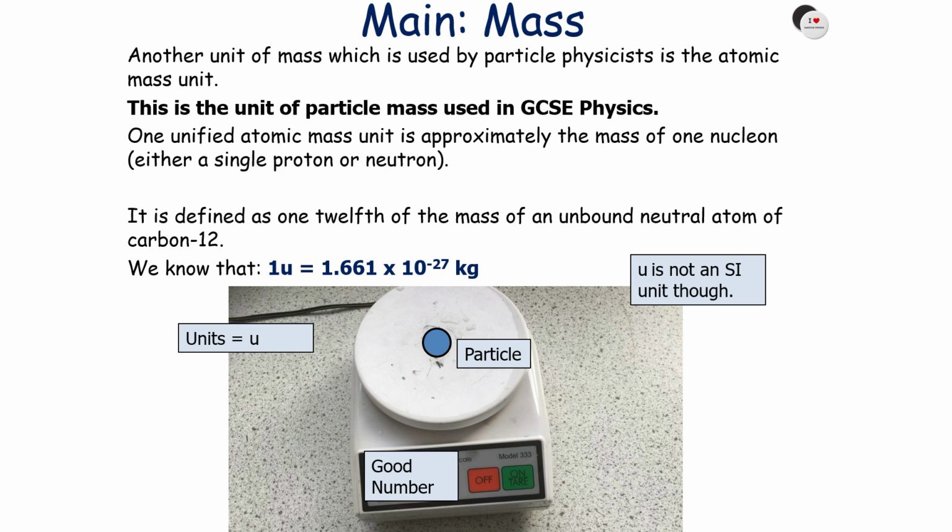Now another unit of mass which is used by particle physicists is the atomic mass unit, which is the unit of particle mass used at GCSE physics. So one unified atomic mass unit is approximately the mass of one nucleon, so either a proton or a neutron. So we define this as 1/12 of the mass of an unbound neutral atom of carbon 12. Now we know that 1 u is equal to 1.661 times 10 to the minus 27 kilograms.